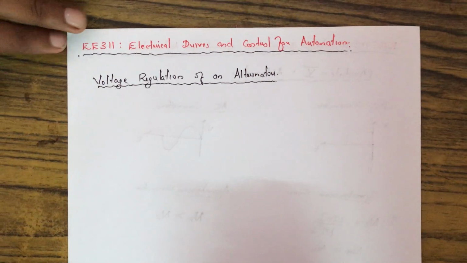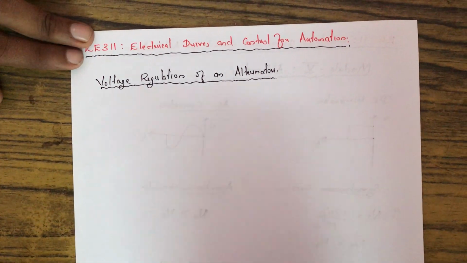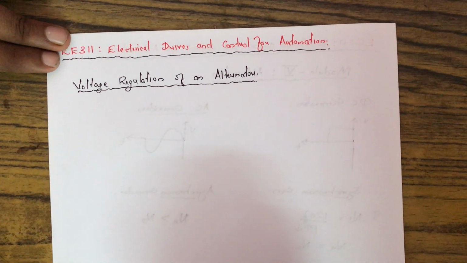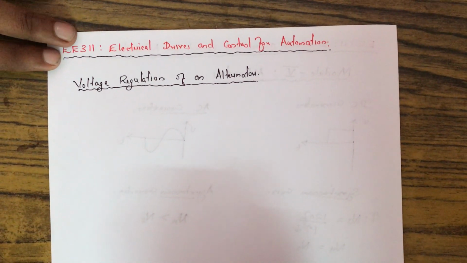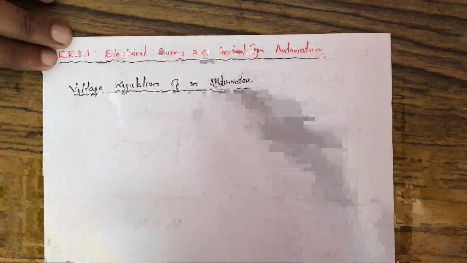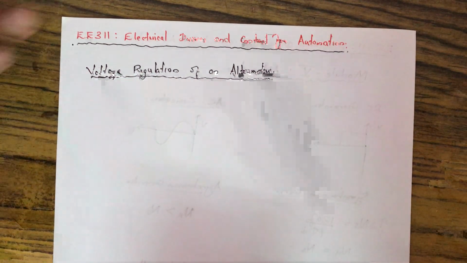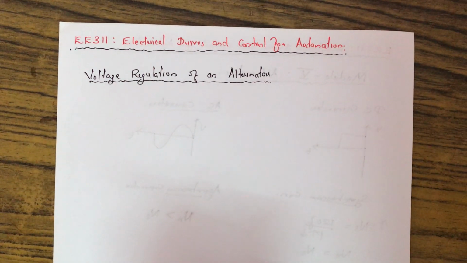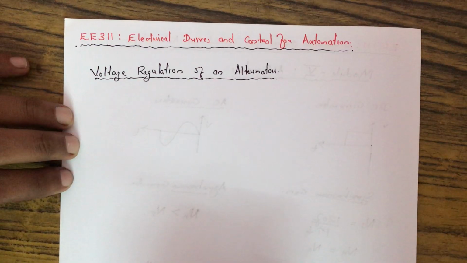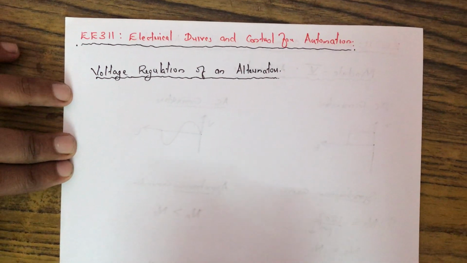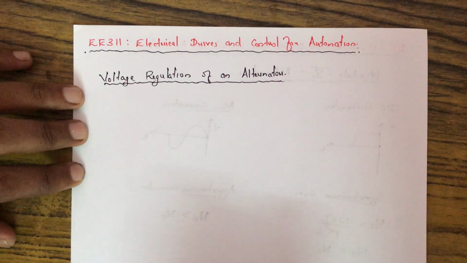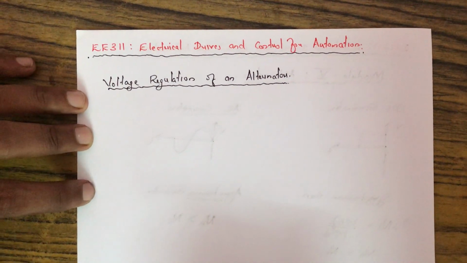So in this video let us see the topic voltage regulation of an alternator, and later let us see the different methods to find the voltage regulation of an alternator. Voltage regulation of an alternator is defined as the change in terminal voltage when the full load at a given power factor is removed, considering the speed and the field current remain unchanged.